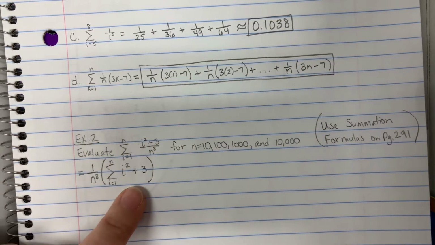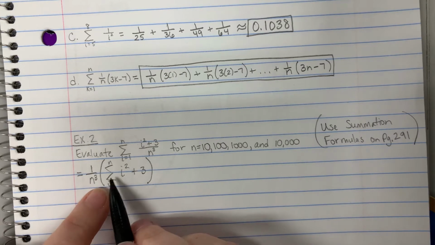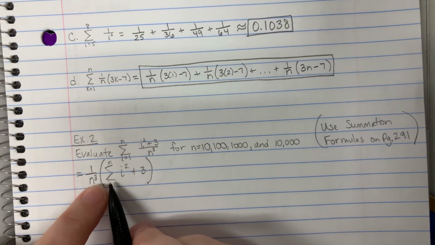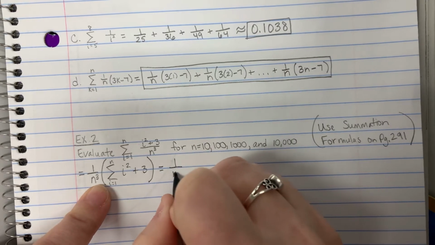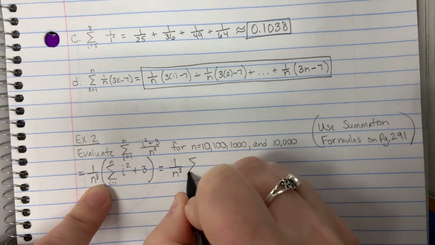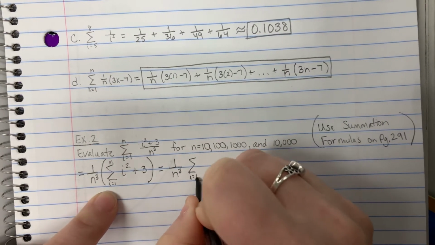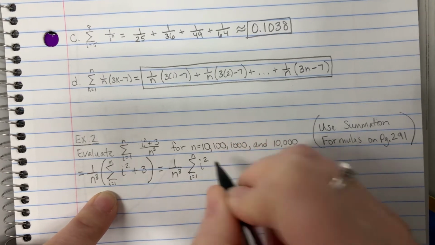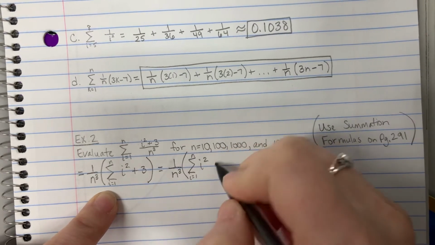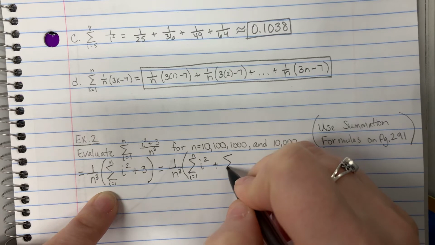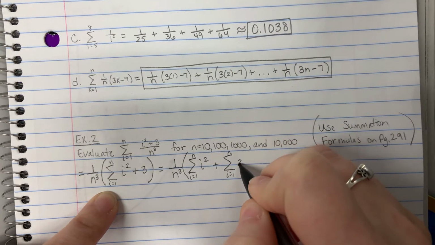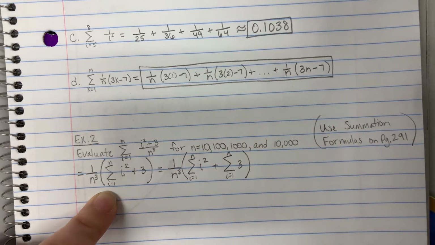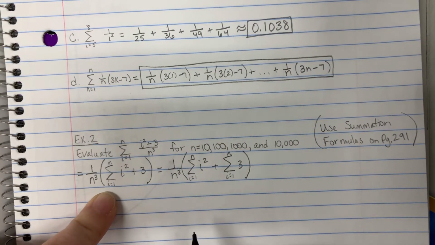But I want to separate this up even more. I want to say this is really a summation of I squared and a summation of 3. So this is the same thing as saying 1 over n cubed and a summation of I squared plus I have a summation of 3. So I have these separate individual things in there.